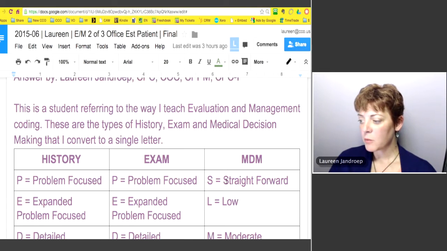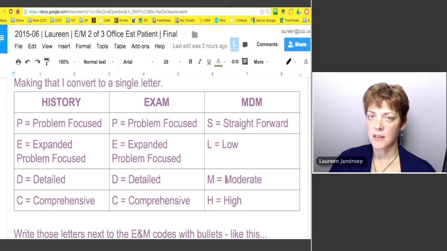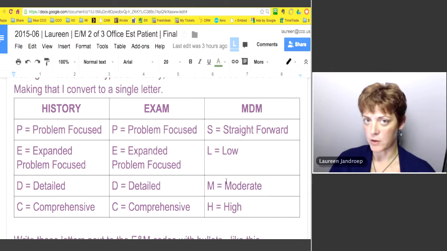So basically what I did is I looked at the 3 key components for evaluation and management, and that's history, exam, and medical decision making. And they each have 4 levels, if you will, and they go up in level of difficulty. And the higher they go up, the higher you can expect to get paid for the E&M, the higher your overall E&M level.